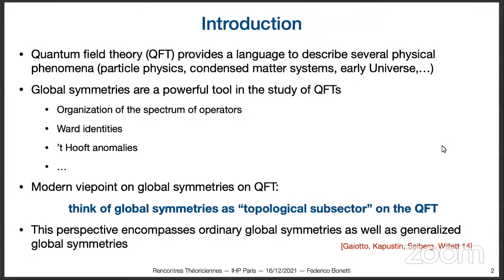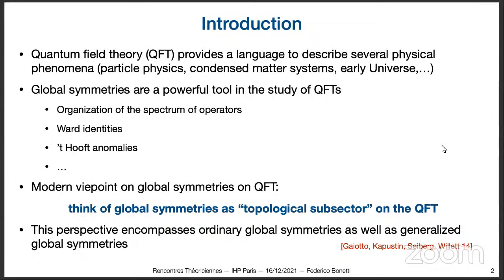And among the many tools that theoretically we have at our disposal to try to understand better QFTs, global symmetries play a central role. We know that they are extremely powerful in helping us understanding better these objects. For example, they organize the spectrum of operators that we have in our theory. Moreover, they constrain, for instance, the correlation functions of such operators that have to satisfy suitable Ward identities.